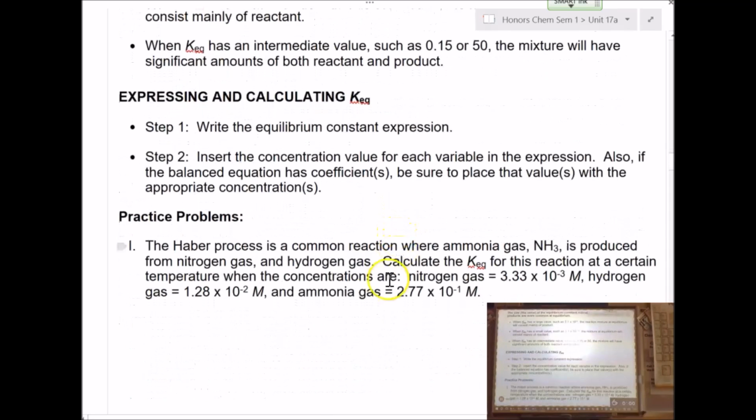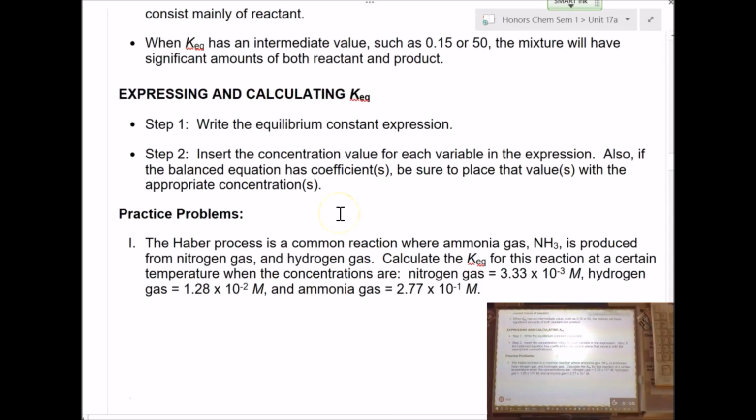And then expressing and doing some calculations. First one. Actually, in a lot of these problems, step 1 is really step 2. So step 1, write the equilibrium constant expression. But in a lot of these problems, I'm having you balance the equation first. So you've got to have a balanced equation before you can write the expression. Then number 2, insert the concentration values or pressures. I'm not going to work with pressures with you guys, but concentrations. And also, if it has a coefficient, raise that concentration to that power. And we're going to do some work with that.